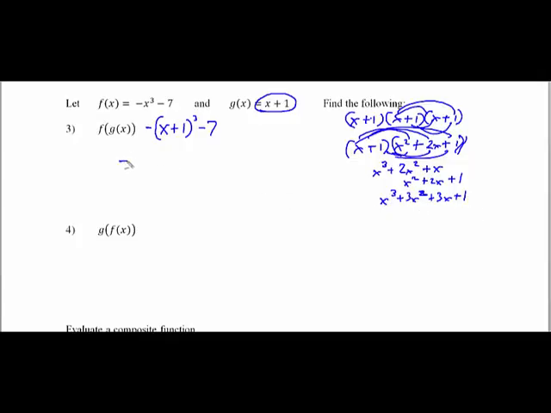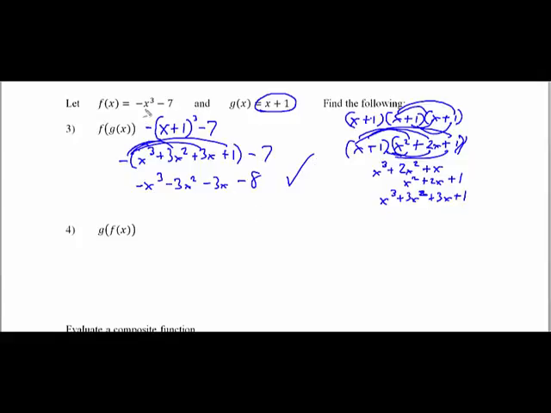So what we now have is the negative of x cubed plus 3x squared plus 3x plus 1, parenthesis, minus 7. So all these negatives get distributed, so negative x cubed minus 3x squared minus 3x. See, this is the negative getting distributed. This last one, the negative 1, and then the negative 7 will make negative 8. And that right there is the composition of f of g of x by plugging the x plus 1 into the equation of negative x cubed minus 7 for every instance of x.